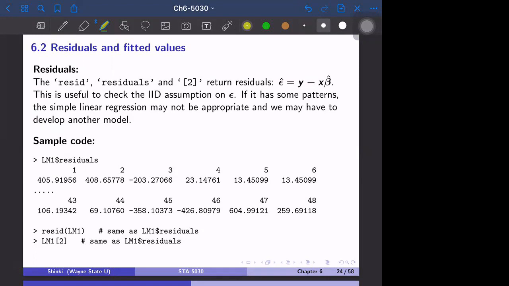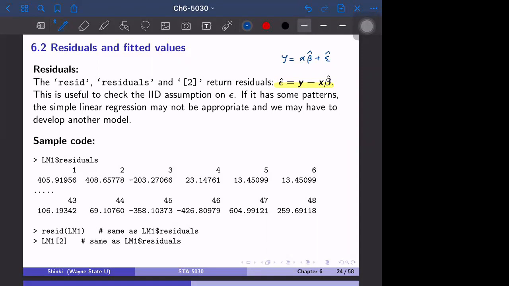And next, the residuals. The residual is y minus x beta hat. Remember that originally the linear model is y equals x beta plus epsilon, but beta is not observed. So we estimate beta and make it beta hat. Then epsilon is also approximated, so we call it epsilon hat.